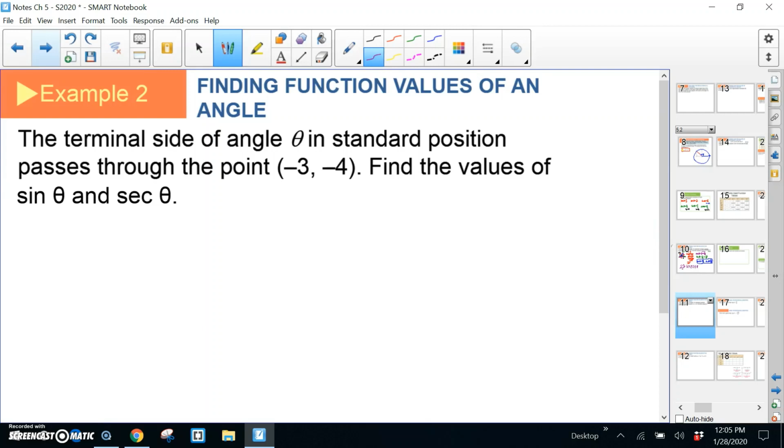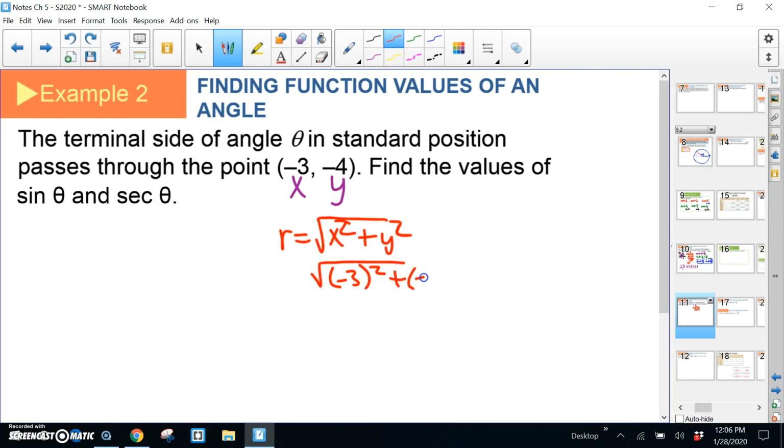Number 2 is the same question. They're giving you an xy point, and they want to find a couple of specific trig ratios. So first thing I would do is find that r value. We know r equals square root of x squared plus y squared. So that's square root of -3 squared plus -4 squared. Square root of 9 plus 16 is the square root of 25. So r equals 5. Okay, great.